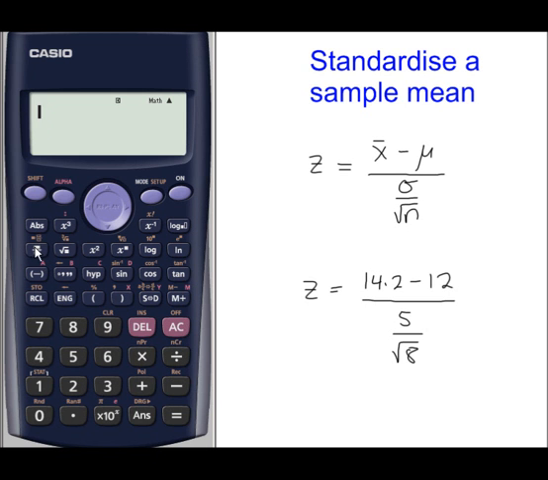So let's start again. Press the fractions key once. Put the first set of numbers into the numerator, 14.2 minus 12. Scroll down. Now hit the fractions key again. So that's 5. Scroll down, root 8. So it looks exactly the way it's written. Press equals SD to get the decimal version of that number, and there you go.